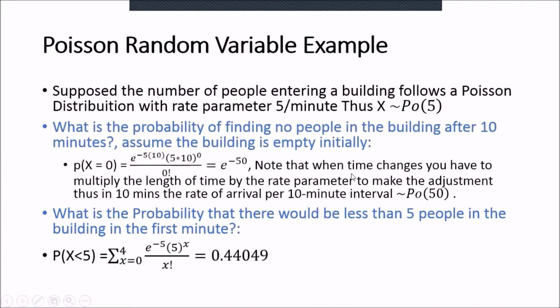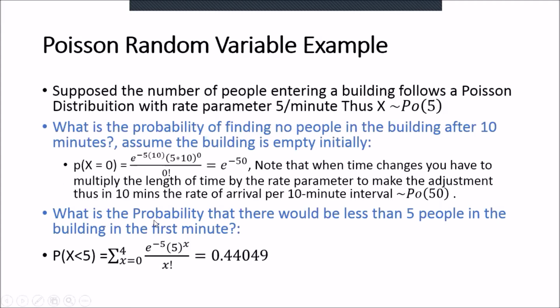So note that when time changes, you have to multiply the length of time by the rate parameter to make the adjustment. Thus, in 10 minutes, the number of arrivals per 10-minute interval is distributed as a Poisson random variable with 50 people arriving per 10 minutes, which is equivalent to saying that there are 5 people arriving every minute.